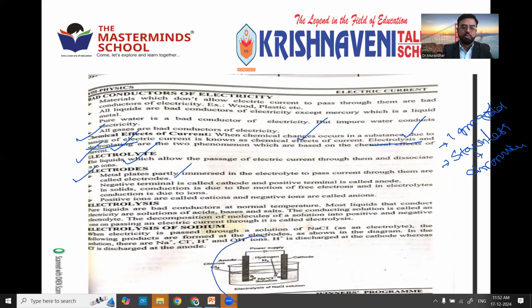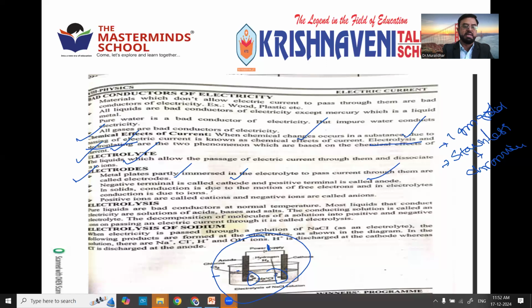These two, here you see. These are called electrodes. One is the cathode, the other is the anode. They are placed in a chemical and connected to a battery. When current passes, you can see the chemical decomposes and deposits near the cathode and anode. The negative terminal is called the cathode and the positive terminal is called the anode.